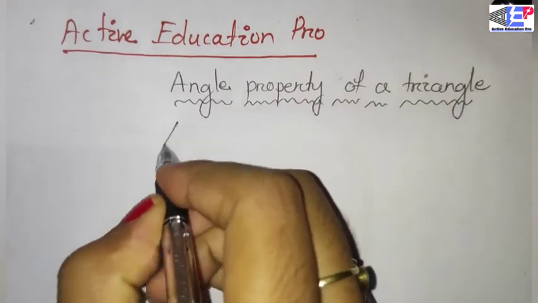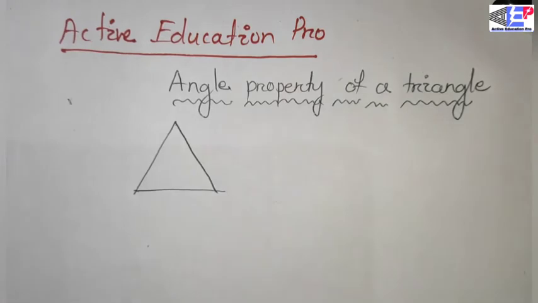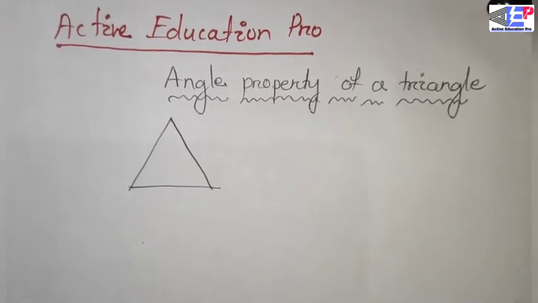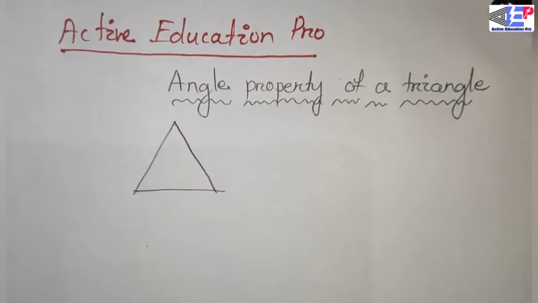You know, a triangle is a closed polygon consisting of three sides. According to the sides, there are three types of triangle: scalene, isosceles, and equilateral. Equilateral means three equal sides, isosceles means two equal sides, and scalene means no side is equal. According to the angles, there are the acute angle triangle, obtuse angle triangle, and right angle triangle.